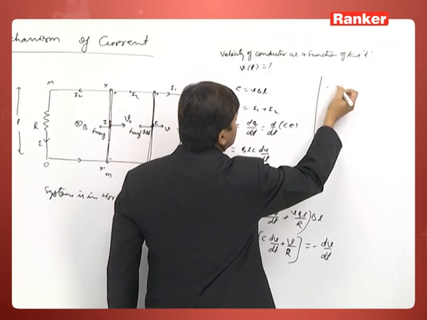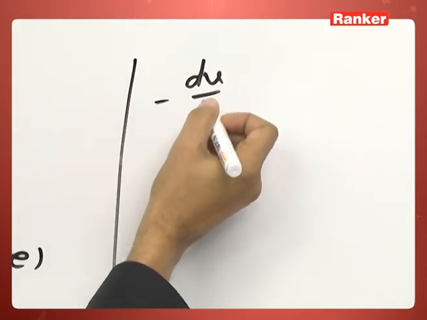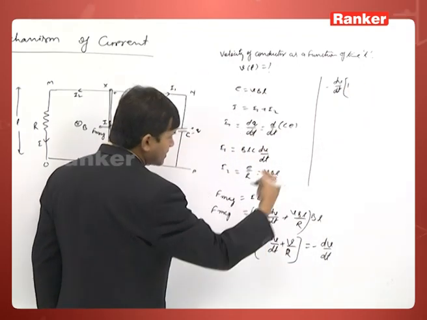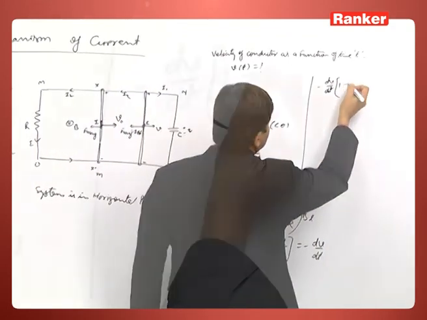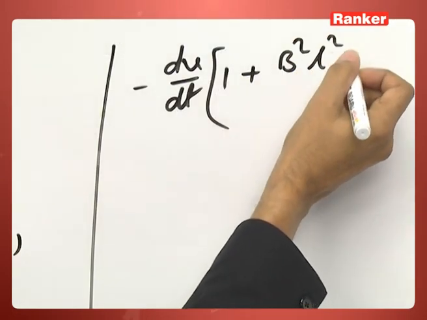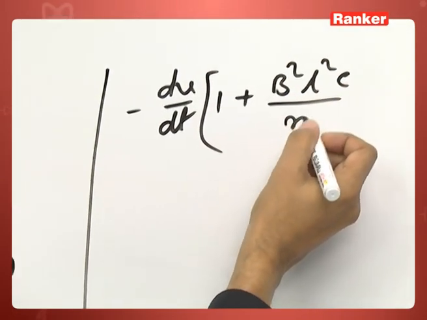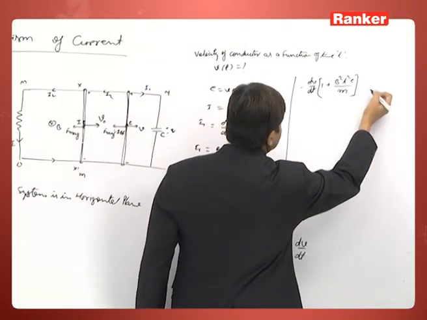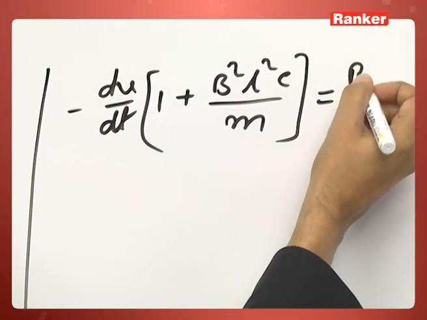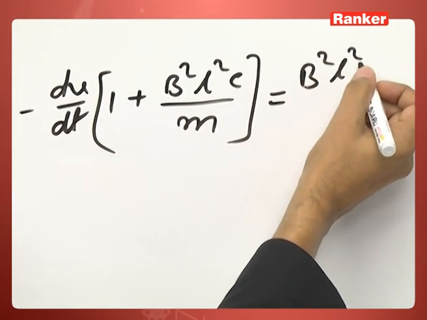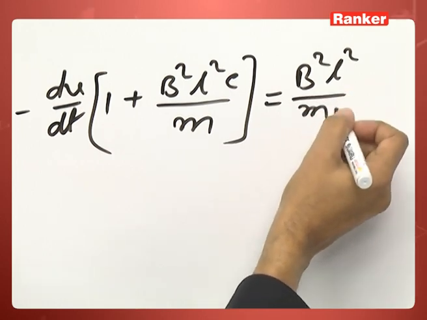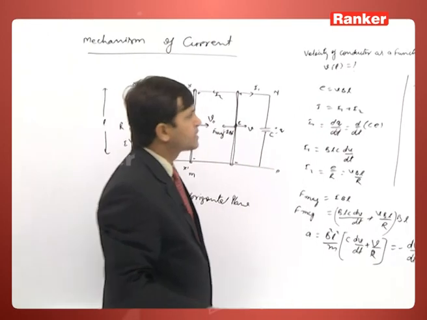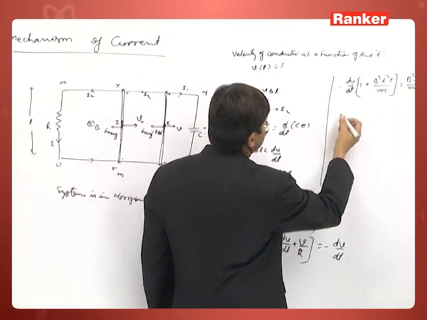So minus dV by dt we can take common. What will we get? 1, and this also comes on that side. So plus B squared L squared C by M, this is dV by dt, which is equal to B squared L squared by MR into V. Now again we can simplify this one and we will get the answer.